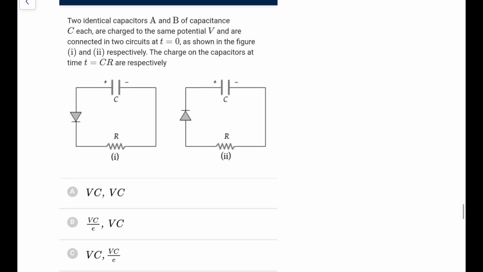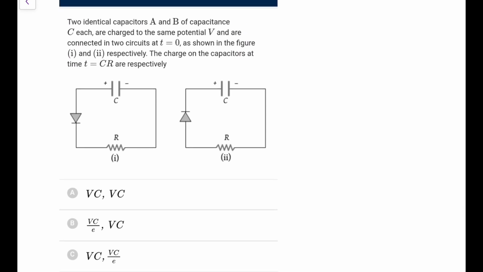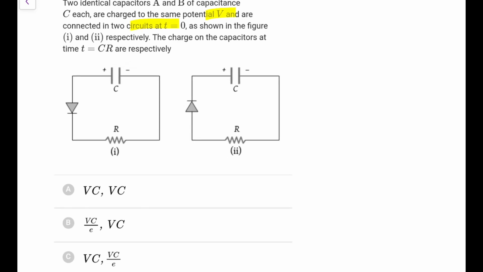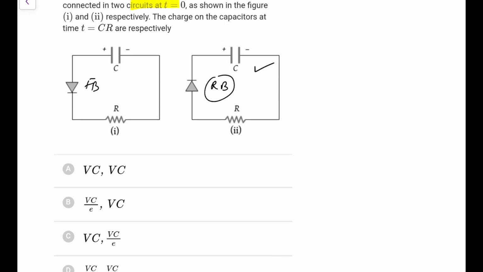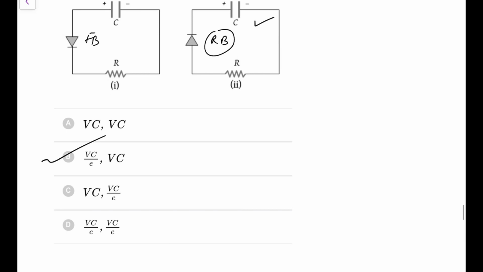Two identical capacitances C each are charged to the same potential and are connected to circuits at T equal to 0 as shown. The charge on the capacitor at T equal to RC will be. So look at this diagram. What is happening here? This diode is forward biased, this is reverse biased, so its charge won't decrease, it would be CV. So the second one it would be CV, and the first one will decrease, it will be CV by e. That's an easy one for you. So diode mixed with this RC circuit.